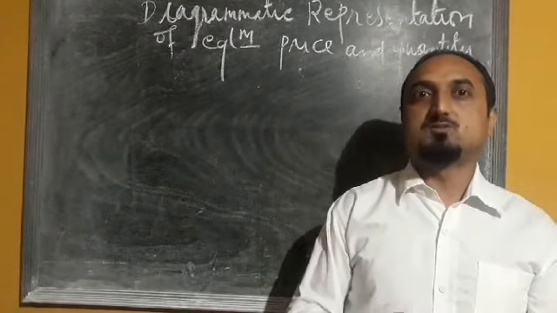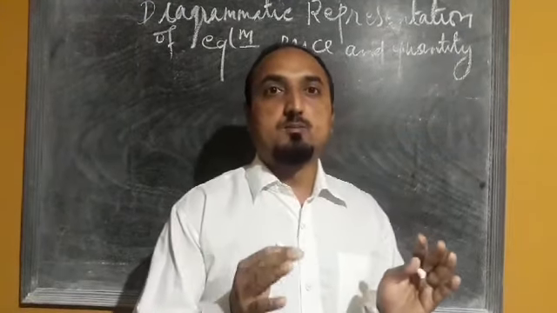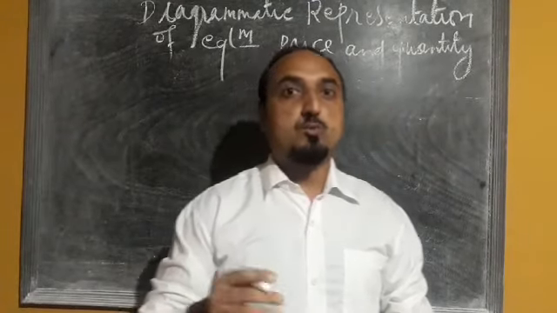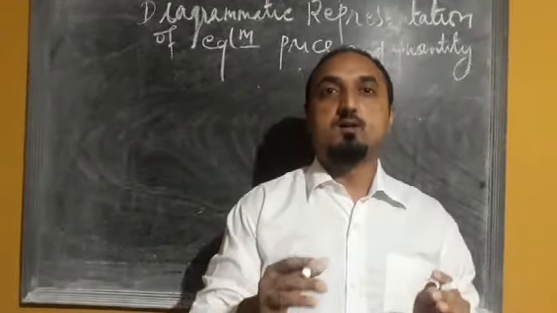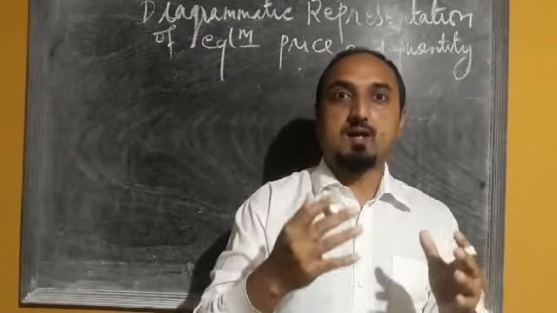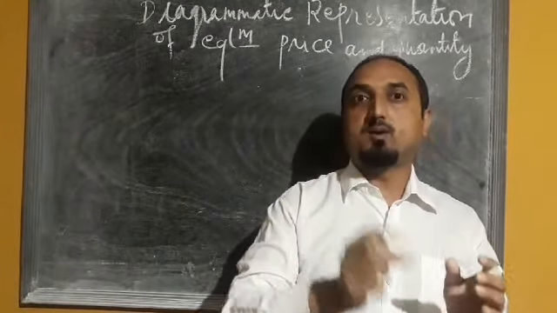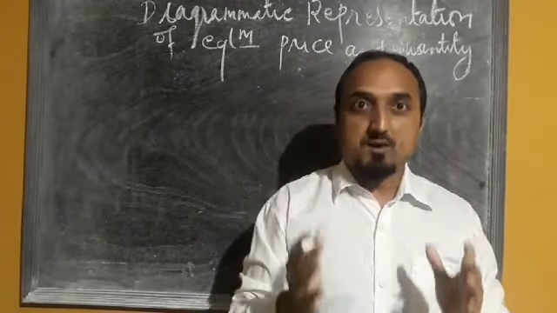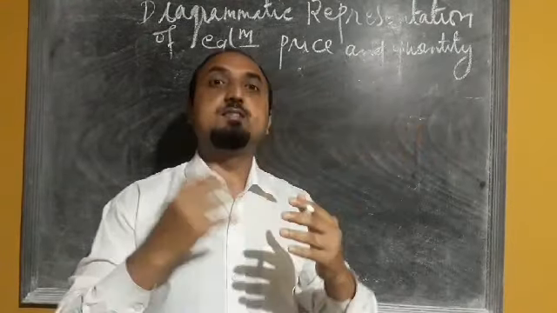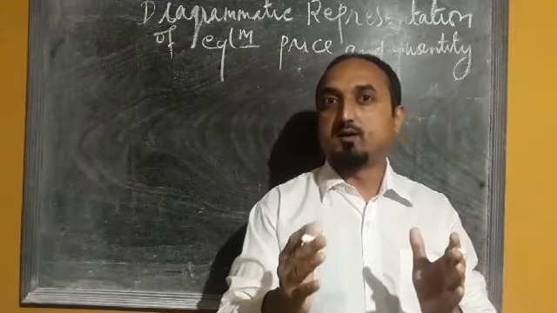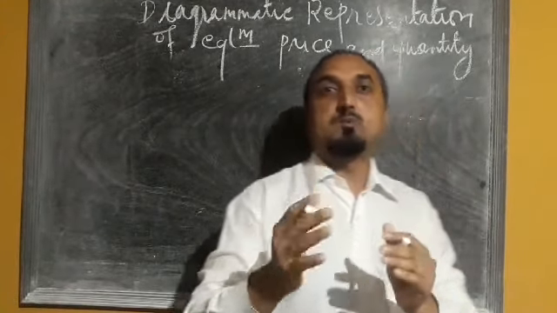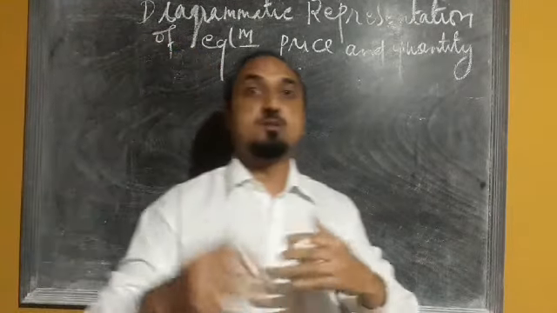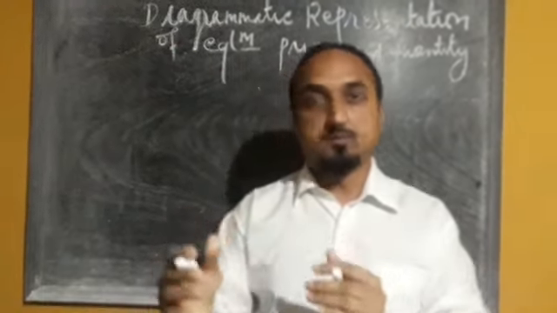So in the last class we had discussed the equilibrium price and equilibrium quantity in a competitive market. We had taken a numerical example, and with the help of that we explained the equilibrium price and equilibrium quantity. The same concept can also be explained with the help of a diagram. That is called the diagrammatic representation of equilibrium price and equilibrium quantity.